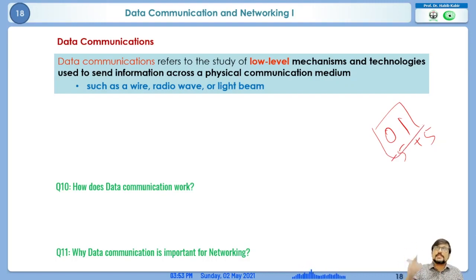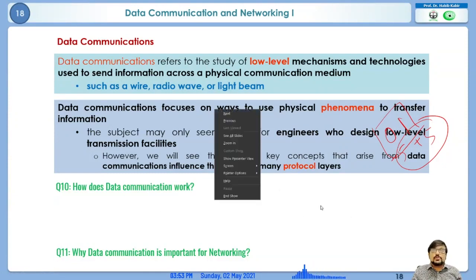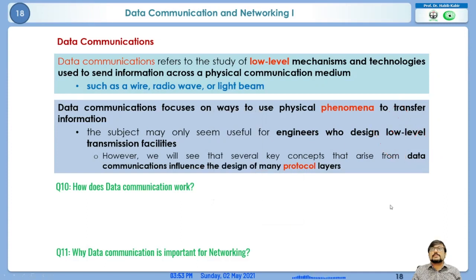We want to translate this state of the low-level device into two states, and to define those two states, we call this digital communication, okay? Digital communication for those. And we use a transistor, because of that we have +5 -5, okay? So data communication means low-level mechanisms and technology used to send information across physical communication media.